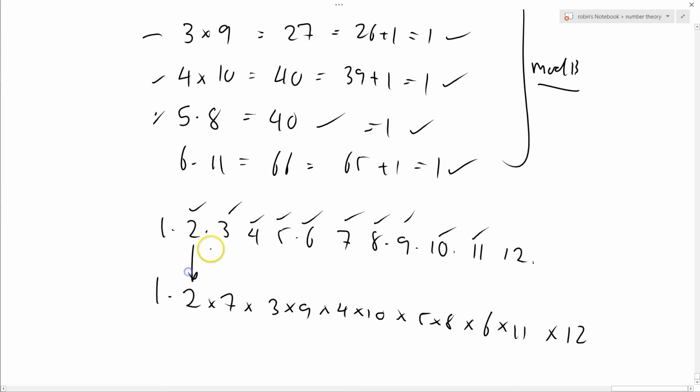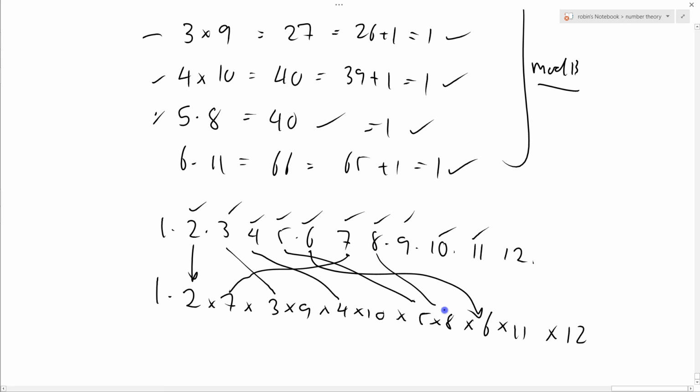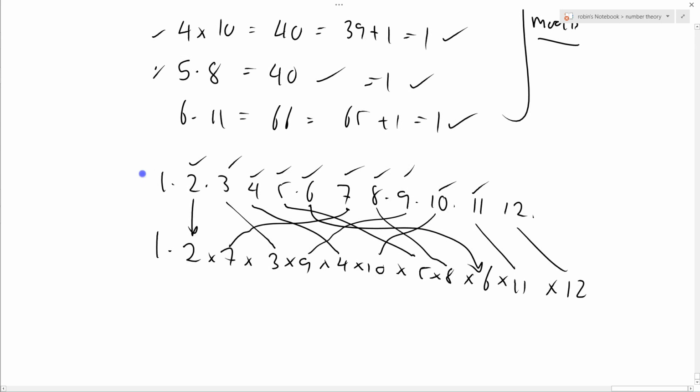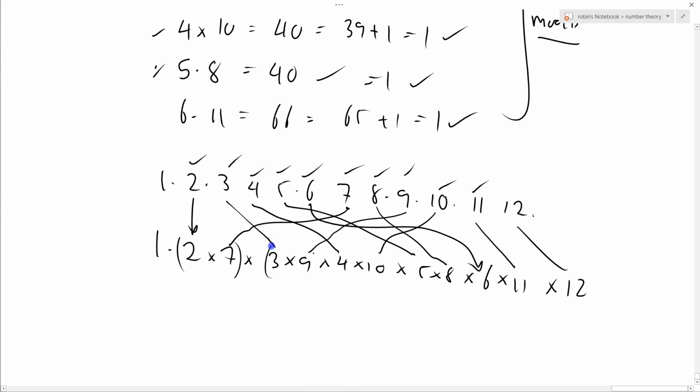All I've done is shuffle these guys around. The 3's gone there. The 4's there. 5 is there. 6 is there. 7, where's that? There. 8 is there. 9 is there. 10's there. 11's there. 12's there. And of course, by bracketing it, we get 12, which equals minus 1 modulo 13.